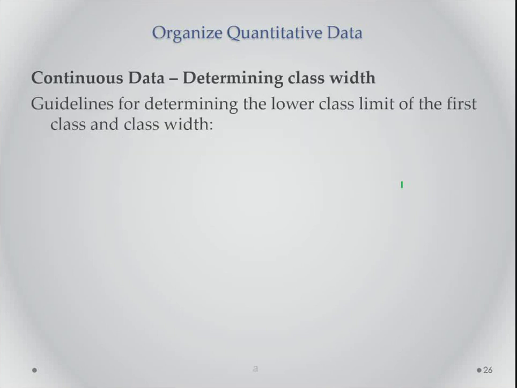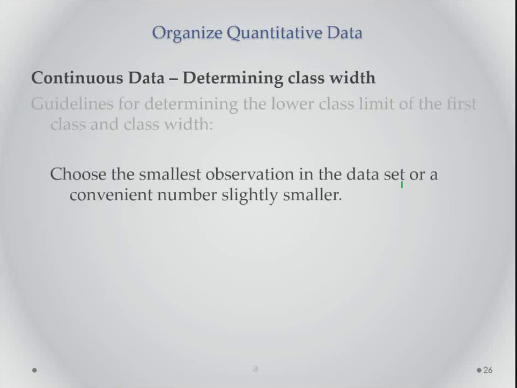So the guidelines for the lower class limit: we choose the smallest observation in the data set, or some sort of convenient number that's just slightly smaller. And we'll have an example of a convenient number here in a second.